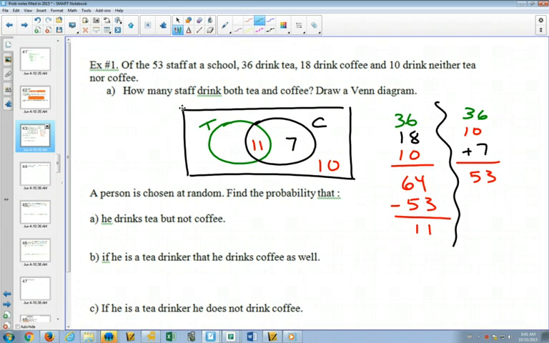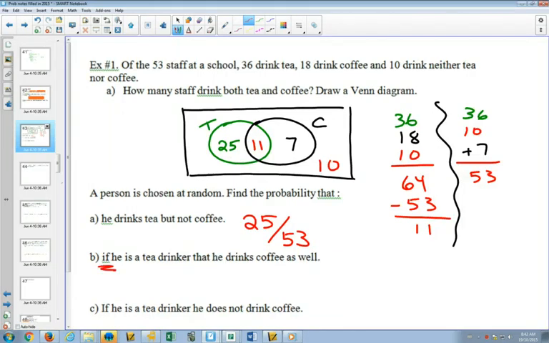How many drink only tea? We've got 11 here, so this would leave 25. And if we add those all up, it adds up to 53. Find the probability someone drinks tea but not coffee. Well, that is 25 out of the 53.